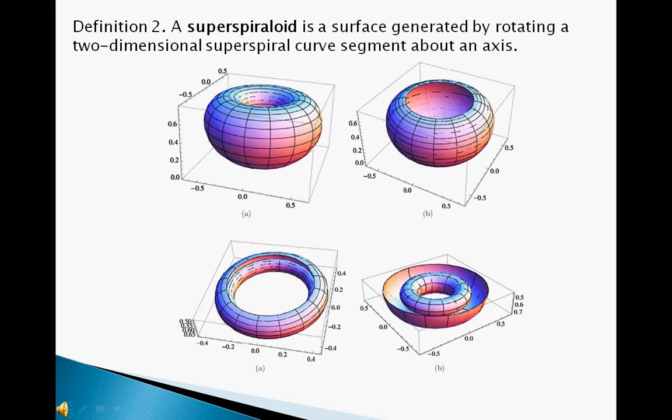In the following figures, one may see the surfaces of revolution, which are applicable to computer-aided design of, for example, canal or pipe surfaces. The resulting surface therefore always has azimuth symmetry. The following definition refers to these surfaces. Definition 2. A superspiraloid is a surface generated by rotating a two-dimensional superspiral curved segment about an axis.